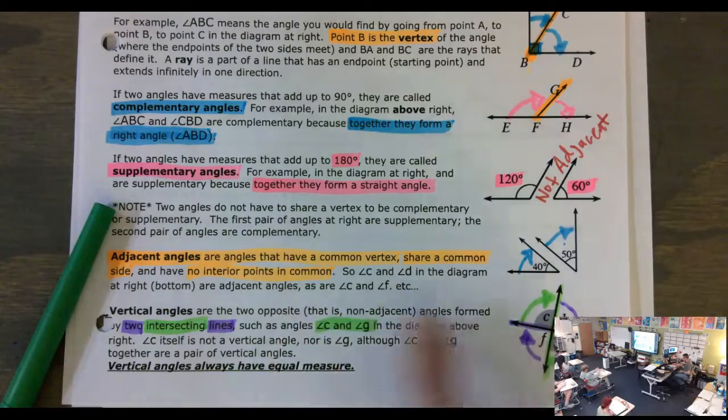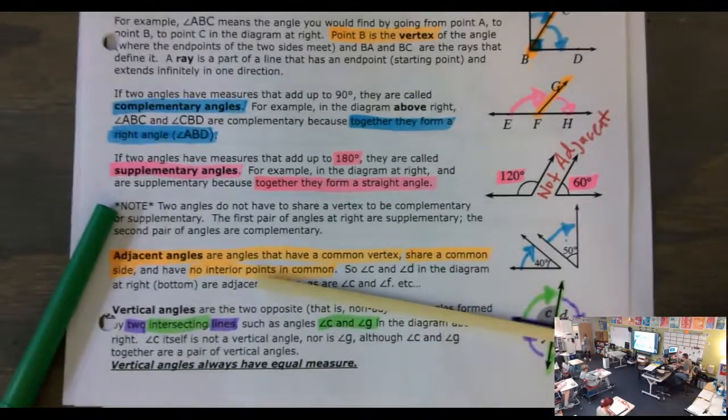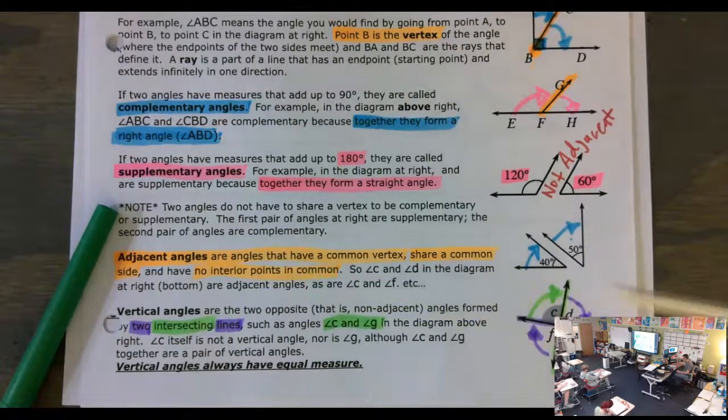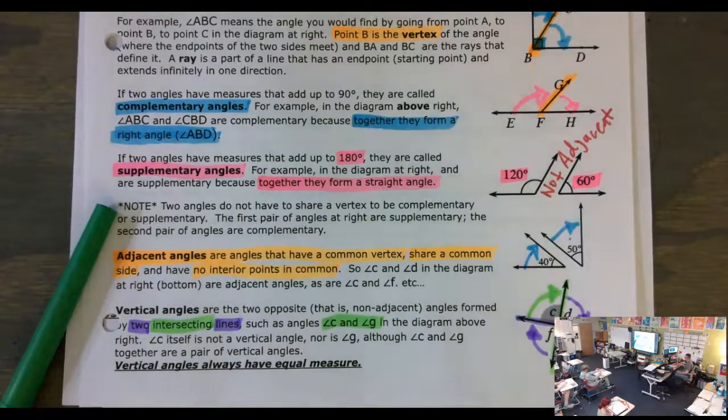Straight line is supplementary. Yeah. Straight line, right? They make a straight line together. That is supplementary. So C and D are supplementary, but C and G are vertical.